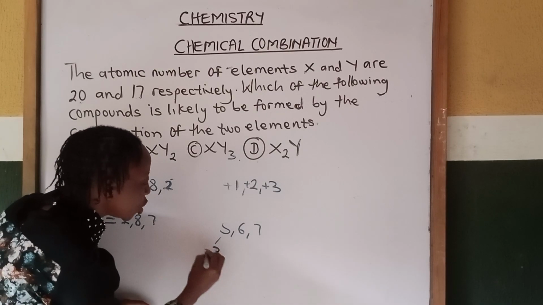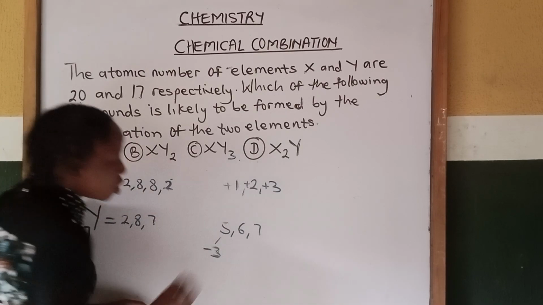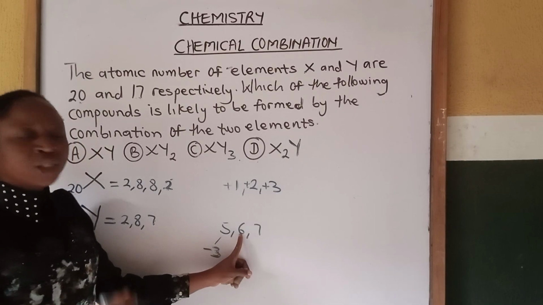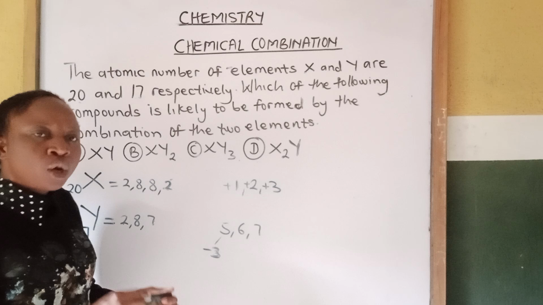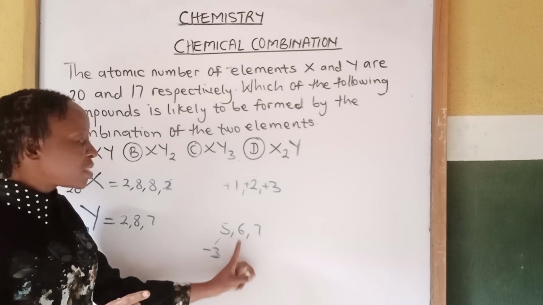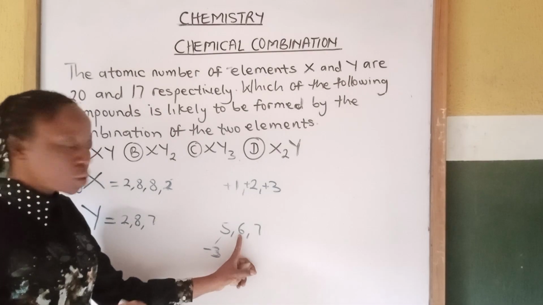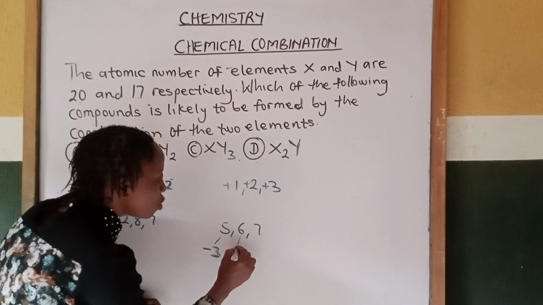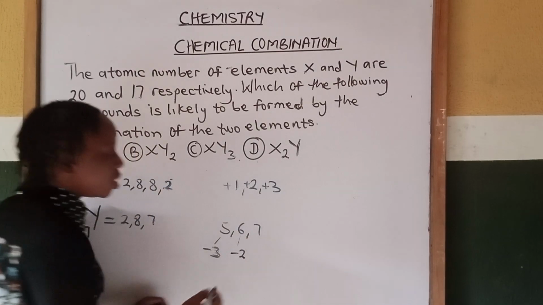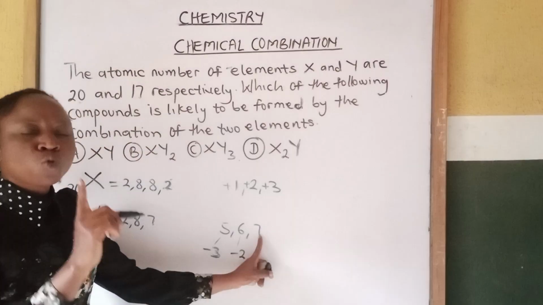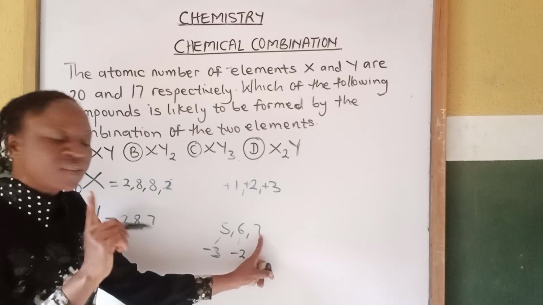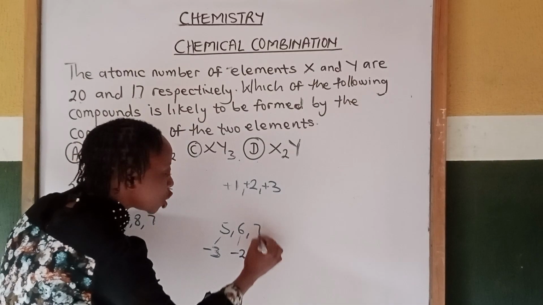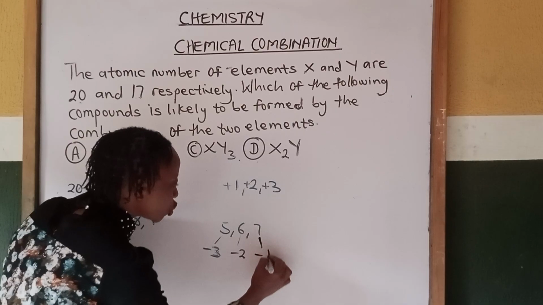Will be minus 3. While elements with 6 valence electrons need 2 more electrons to complete their octet structure, the charge on this one will be minus 2. Then elements with 7 need 1 more electron to complete that octet structure, which is 8. So the charge on this one will be minus 1.